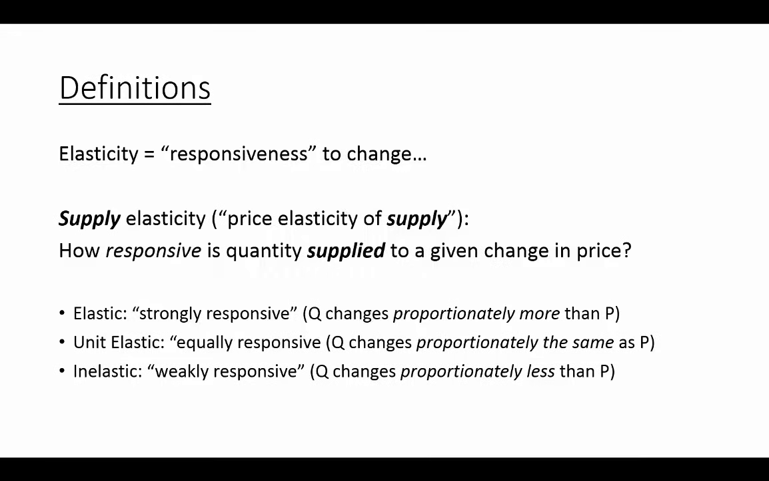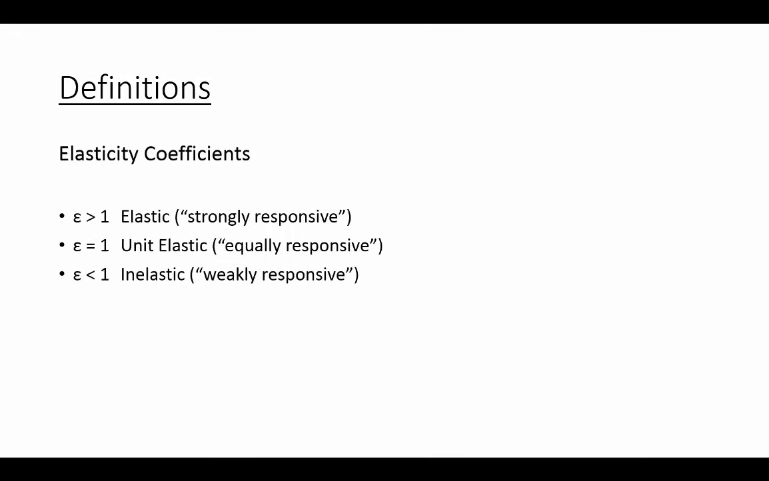Okay, one more quick definitional item. The concept of measuring elasticity with elasticity coefficients, which we'll start doing in some sample problems in a moment. That's indicated with the Greek epsilon, and it can be either greater than 1, which we'll label as elastic officially. It's equal to 1, that's unit elastic, or it's less than 1, being inelastic.